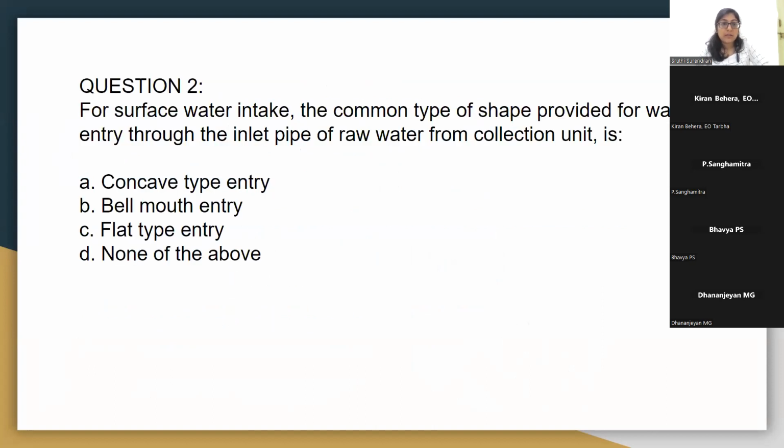Moving on to the second question. For surface water intake, the common type of shape provided for water entry through the inlet pipe of raw water from the collection unit is it a concave type entry, a bell mouth type entry, flat type entry, or none of the above?